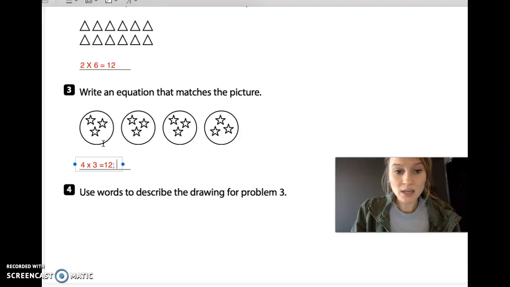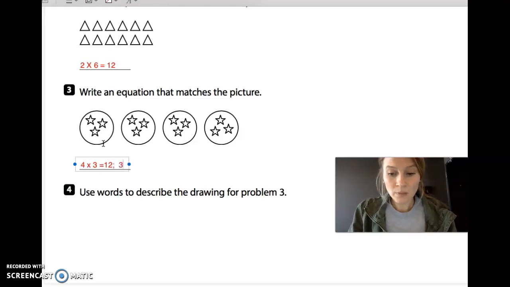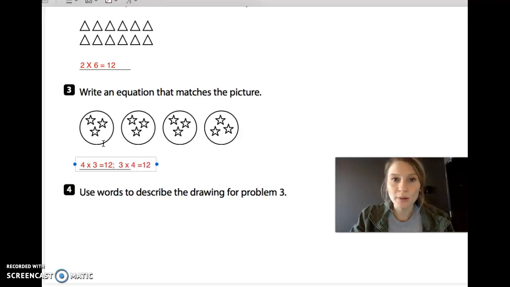I would have also taken 3 times 4 equals 12, because it does show commutative property, because when you look at this, you could be thinking 4 groups of 3, or there's 3 in each group of, there's 4 groups. So again, this is commutative property, which we did at the very beginning of the year together.